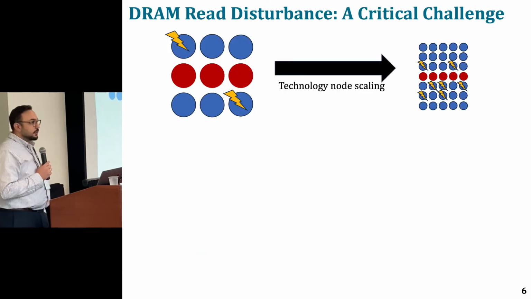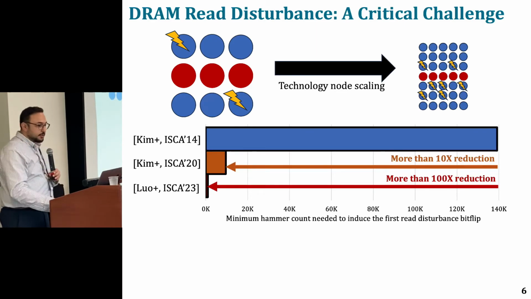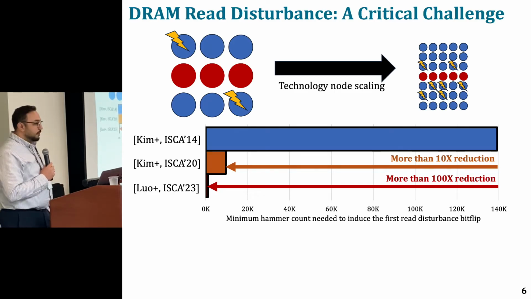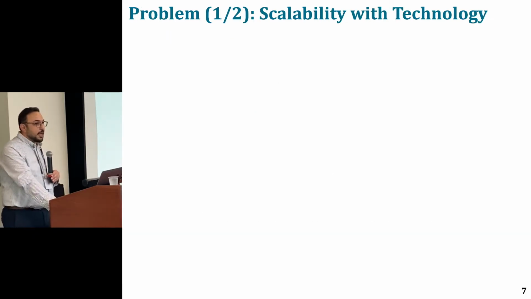With technology scaling, DRAM cell size gets smaller, and the cells also get closer to each other. This exacerbates their interference, and in the literature, we see that the minimum hammer count needed to induce the first read disturbance bit flip has reduced significantly in the last decade. This shows that DRAM cells become increasingly more vulnerable to read disturbance.